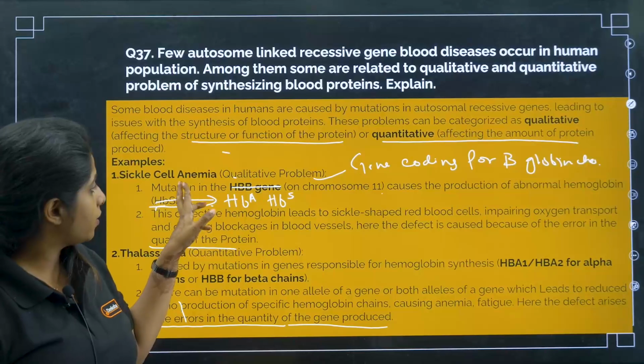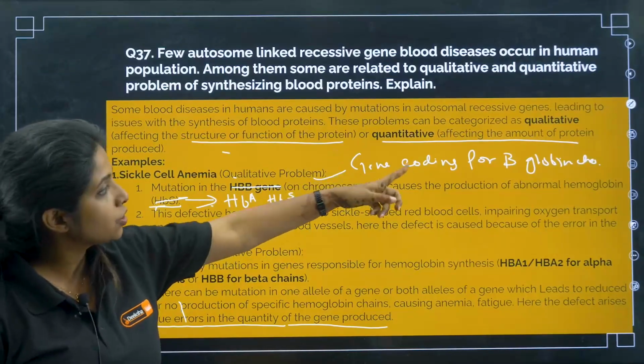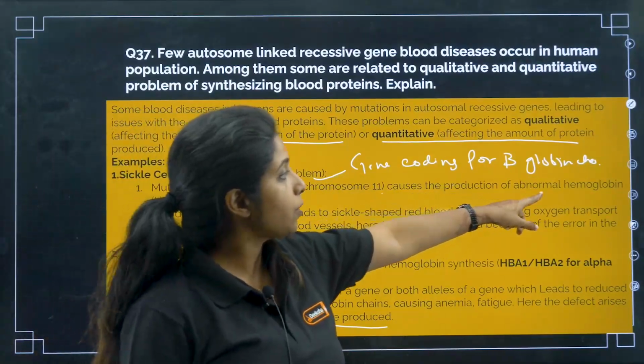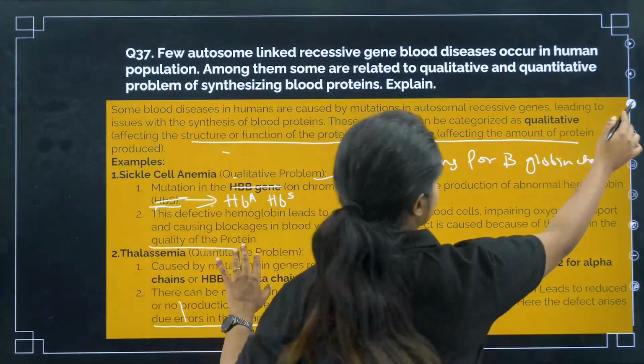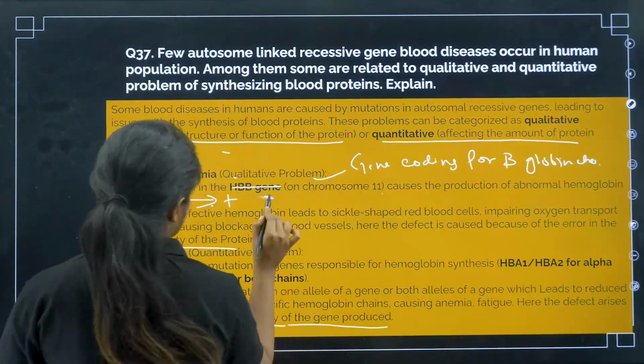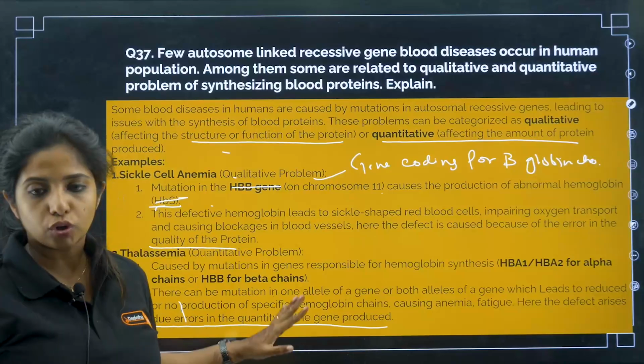Rather than writing the whole thing, you can just say mutations in the gene coding for beta globin chain causes the production of abnormal hemoglobin. That's all. You don't need to write HbS and things like that. Just need to write this. That's all. Close it up.